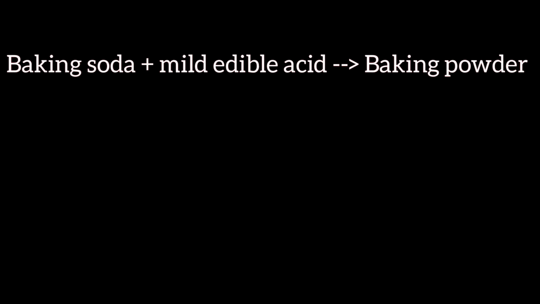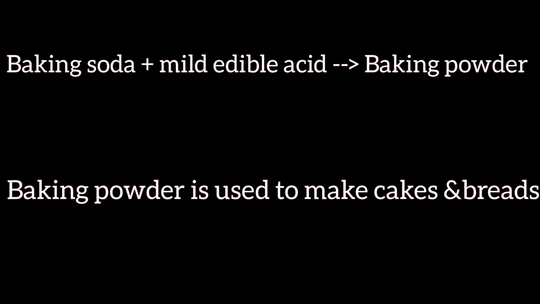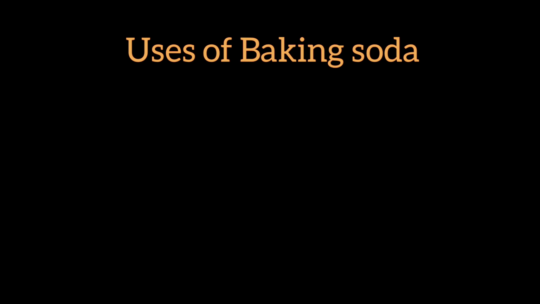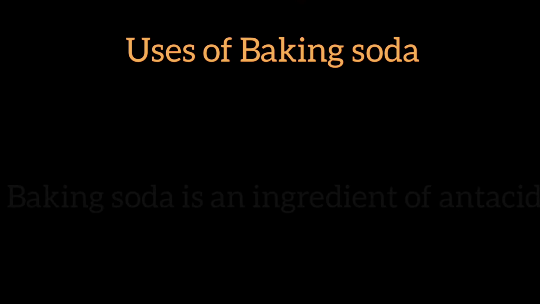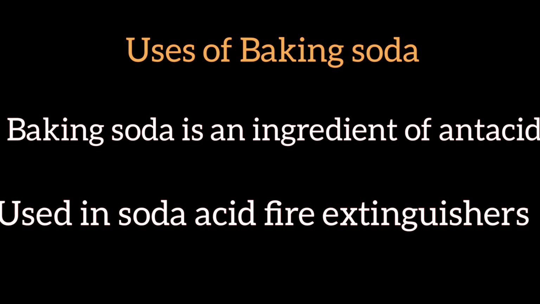Baking soda is used to make baking powder, which is a mixture of baking soda and a mild edible acid like tartaric acid. Tartaric acid is obtained from grapes and tamarind, etc. Baking powder is used to make cakes and breads, etc. Now its uses. Baking soda is an ingredient of antacid and is used in soda acid fire extinguishers.